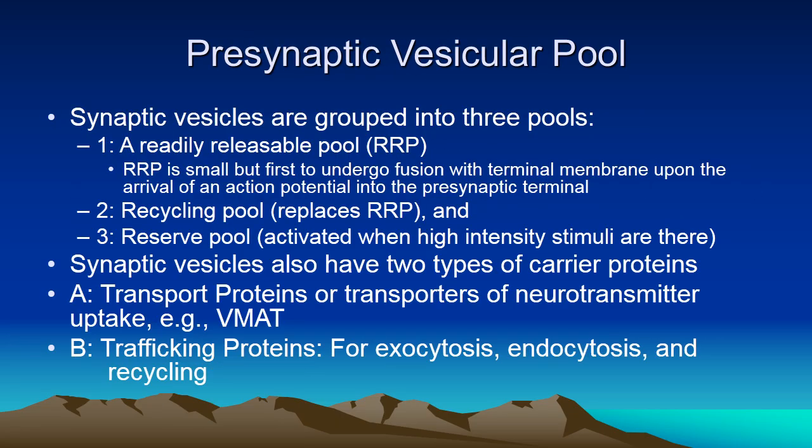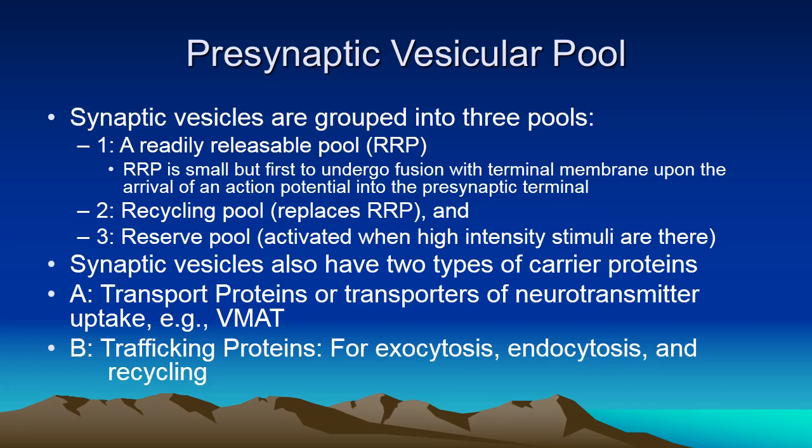Synaptic vesicles are actually grouped into three pools. The readily available pool is called the readily releasable pool. The second is the recycling pool that replaces the readily releasable pool, and the third is the reserve pool that is activated when there is a high intensity action potential to provide more neurotransmitter reserve.